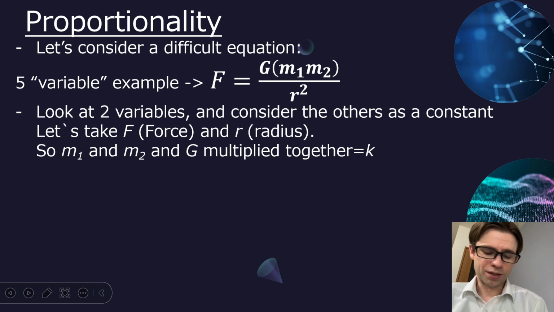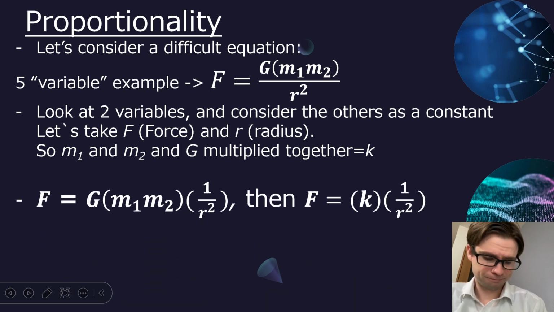Now, I'm interested in force and radius. I'm not really interested in G, M1 or M2. So I'm going to treat G, M1, and M2 as constants. So them all multiplied together equals a constant K. Then factor out that constant, G, M1, M2. So that's factored out on the left. I'm left with 1 over R squared, also in brackets on the right. And as I've just defined, G, M1, M2 is a constant K, so I'll just combine those together into one constant K. So F equals K times 1 over R squared.